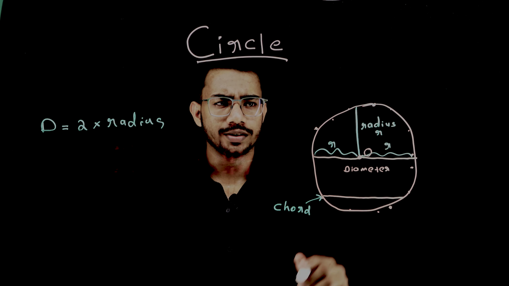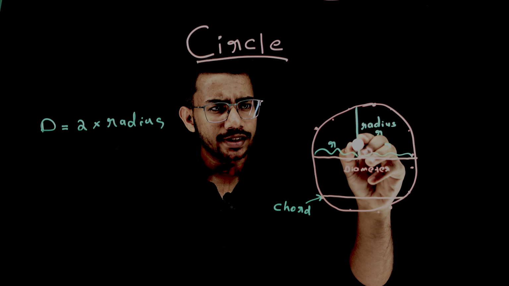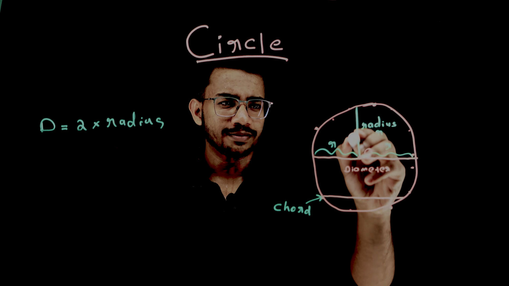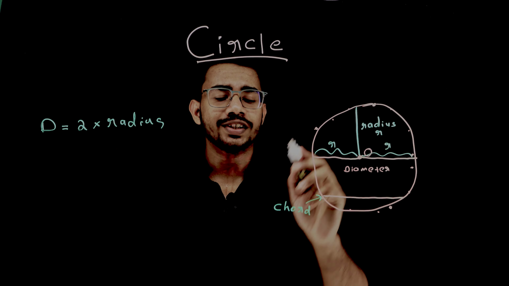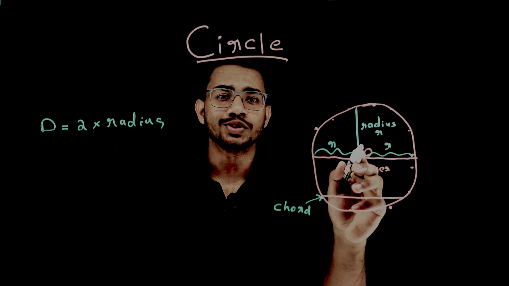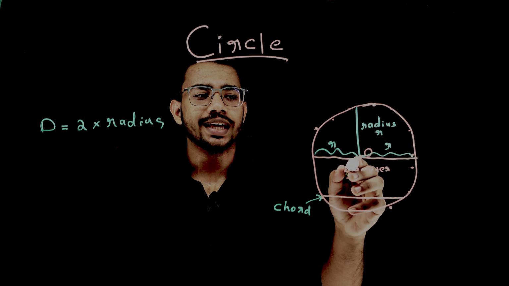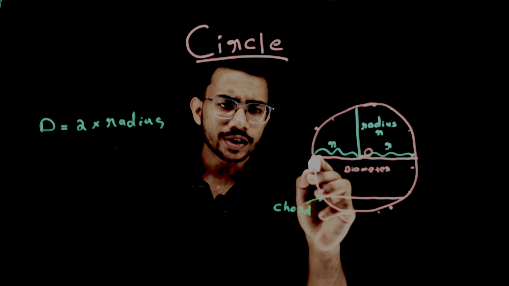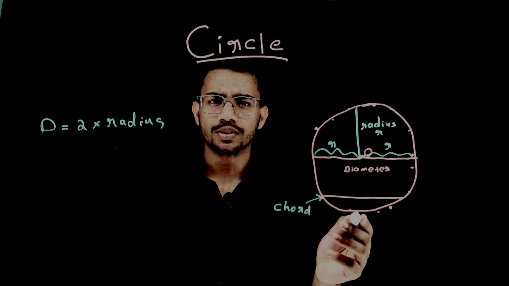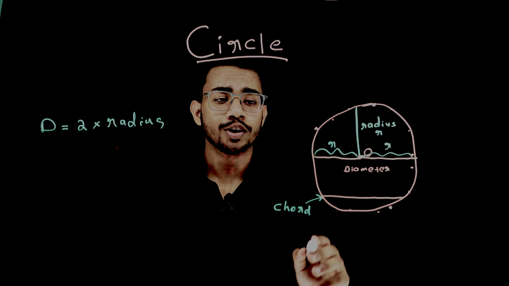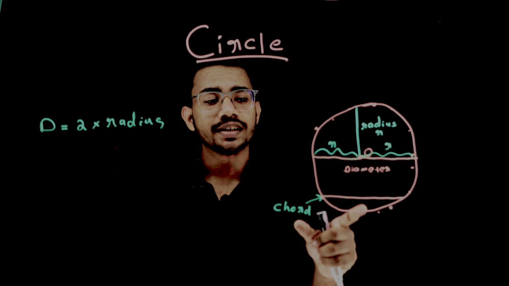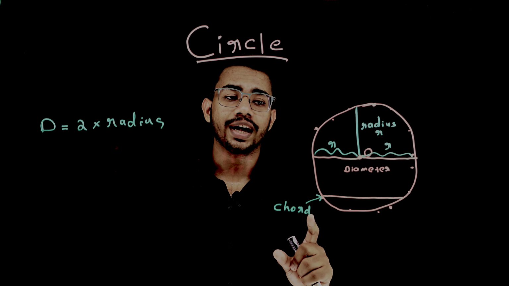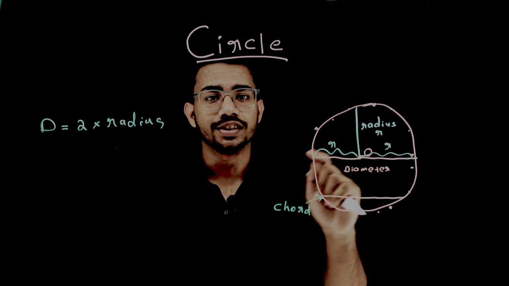Now I will ask you a question. Is this line a chord? No, that is not a chord because it has one end on the circle, but the other end is not on the circle. So this line is not a chord. Now, what about the diameter here? Is that a chord? Yes, it is a chord because it touches points on the circle itself. In fact, the diameter is the largest chord I can draw inside any circle.